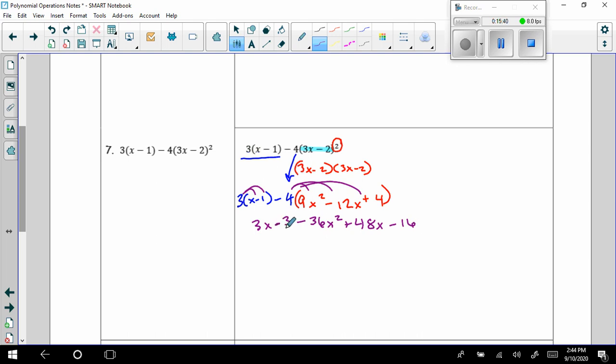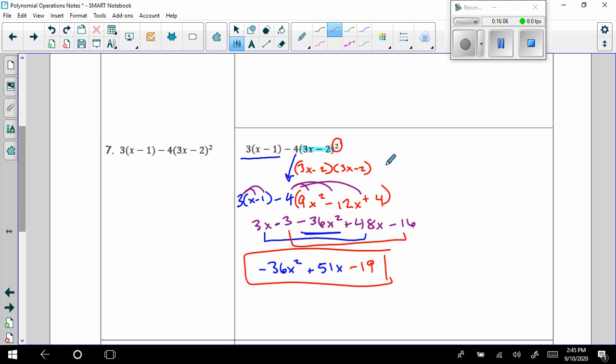And then we are just going to combine our like terms. So I'm going to write this in standard form. My highest exponent first, so negative 36x squared. I have an x here and an x here, so plus 51x. And then I have a constant here and a constant down here. They're both negative, so negative 19. All right. You can always FOIL this out the long way, if you can't get something to work.